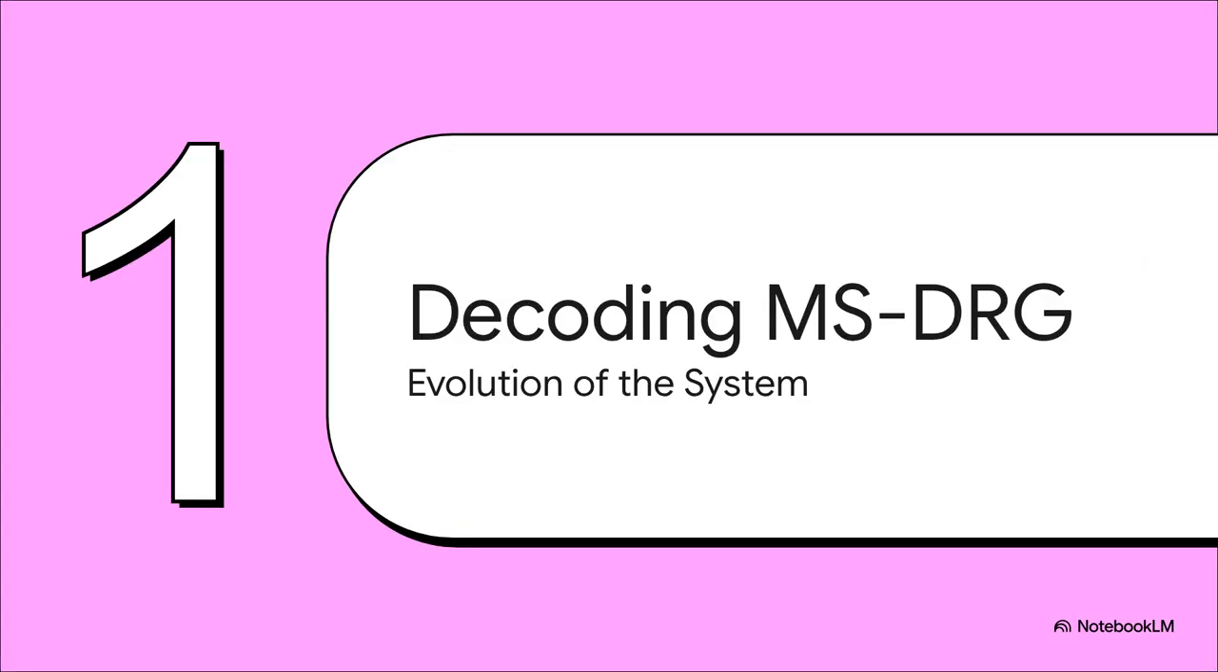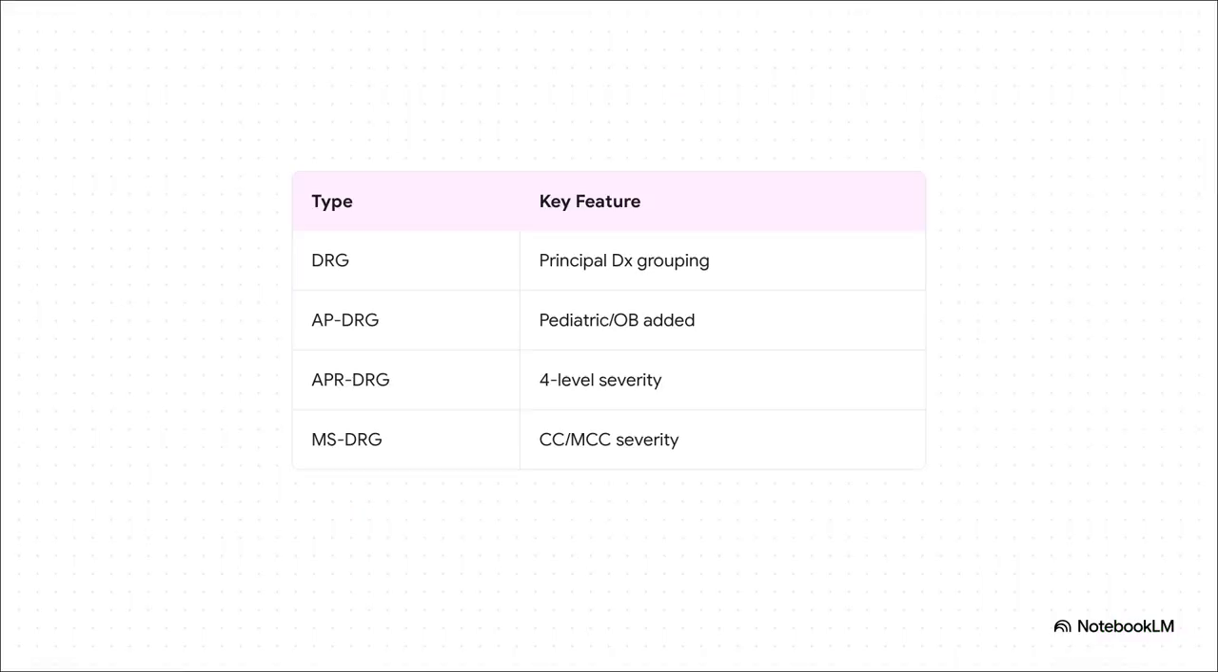Section 1. Decoding the MS-DRG system. Let's get into it. This system has evolved a ton over the years. We started out with the original Yale DRG, which really just grouped things largely by the principal diagnosis alone. Then we saw broader systems pop up, like the AP-DRG, which added some much-needed pediatric and obstetric refinements, and the APR-DRG, used by Medicaid to add a 4-level severity scale.